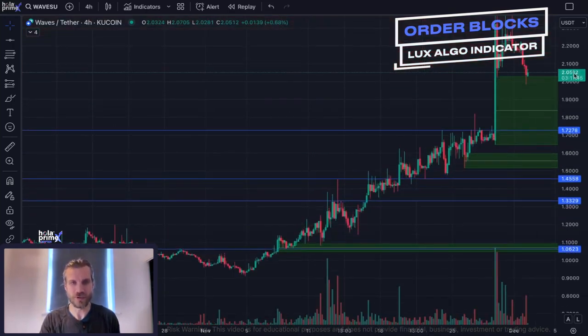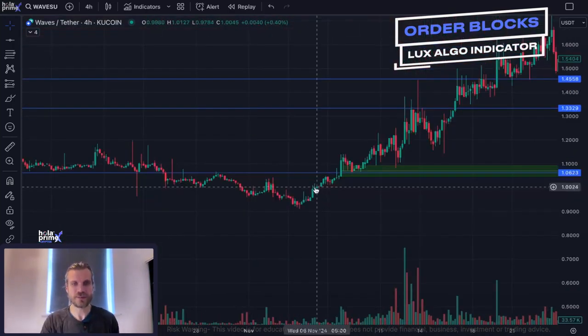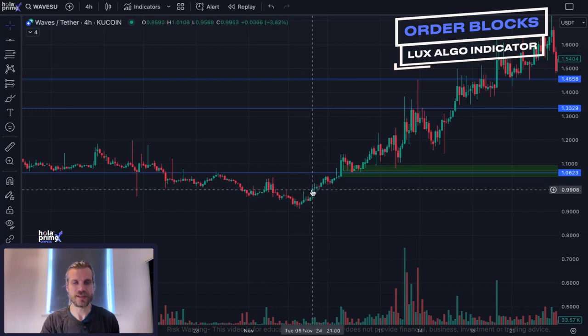But how do order blocks form? Well, let's have a quick look. So this is November the 5th, the Tuesday, November the 5th, the election in the United States, which prompted Bitcoin to make some bullish moves after the results were announced.